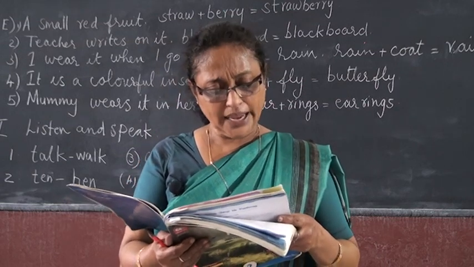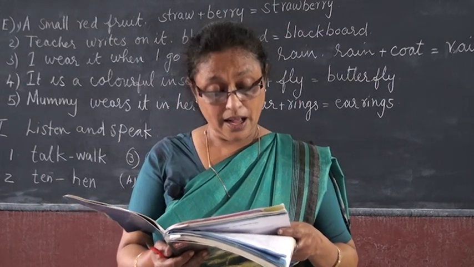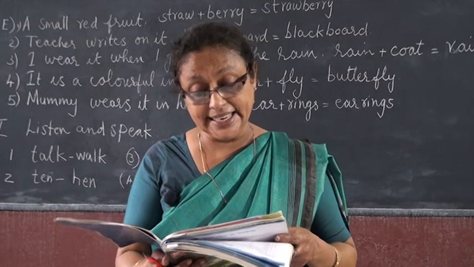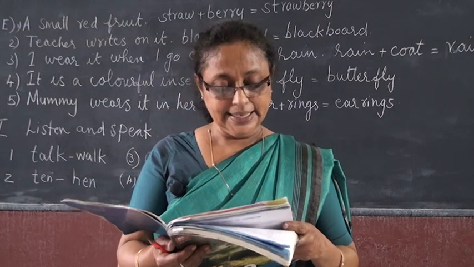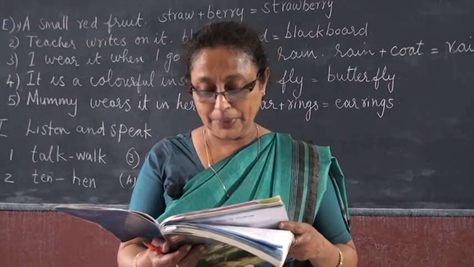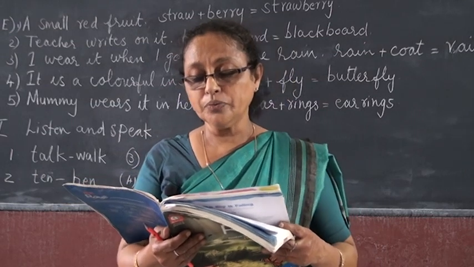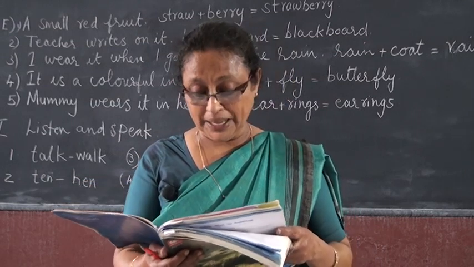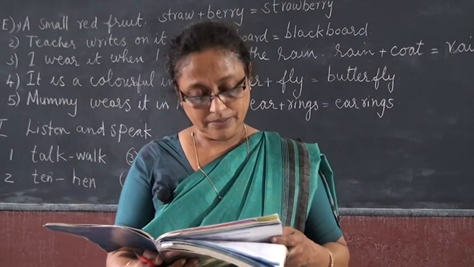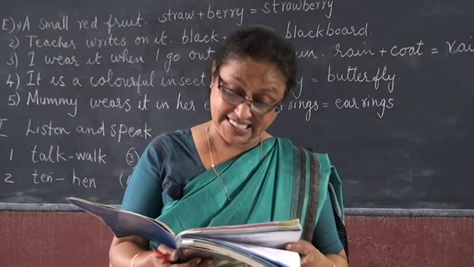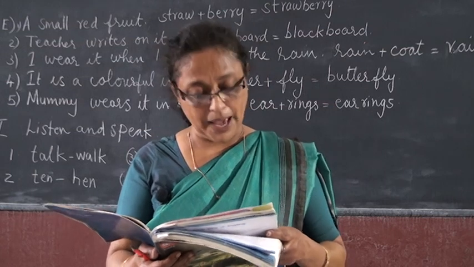Sixth one: I go for my music lessons daily. Seventh one: the football team played dash and lost the match. How did they play? The football team played wisely and lost the match.